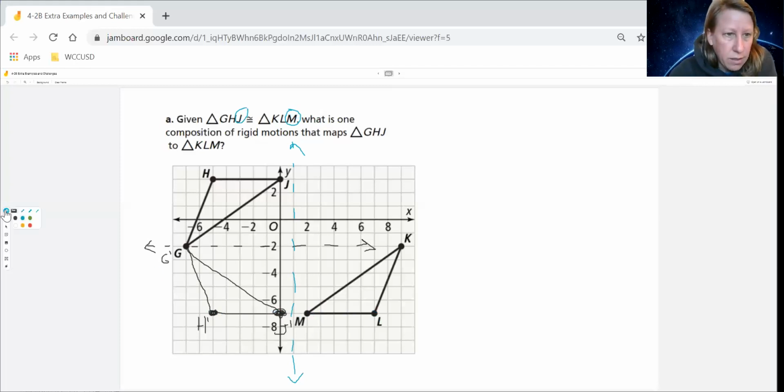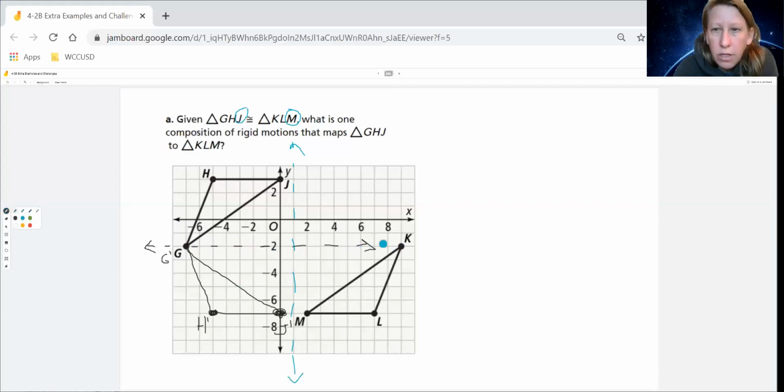Okay, let's write this up. I have my plan, and I think, yeah, G is 1, 2, 3, 4, 5, 6, 7, 8 from the line, and K is 1, 2, 3, 4, 5, 6, 7, 8. So yeah, if I mirror it on this vertical line, it will get G, or G prime, onto K. All right, so that's my plan.